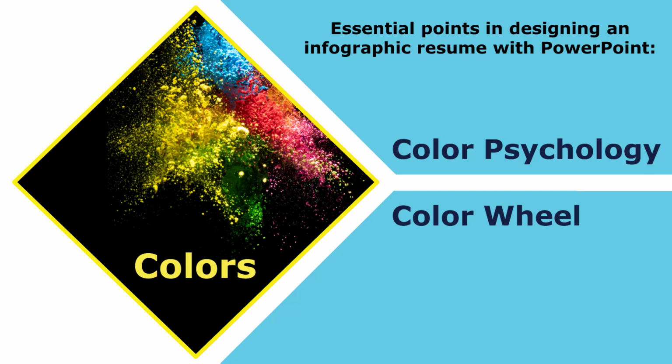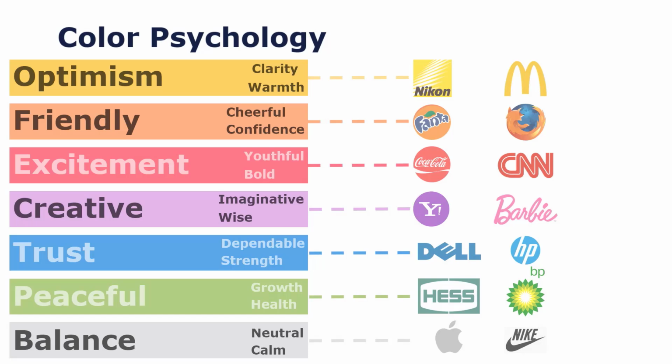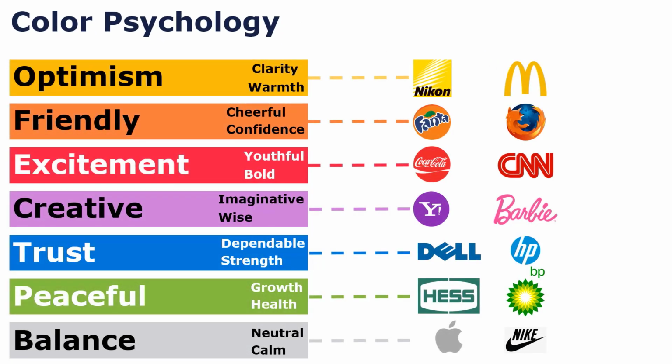But let's go to the first discussion, which is the psychology of colors. I put some colors in this slide and told what meaning each color conveys. And I also put some logos of different companies that use these colors so that you can better understand what I mean. The first color, yellow, is one of the warm colors.